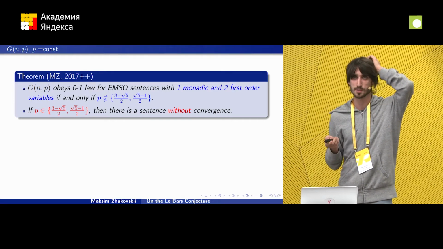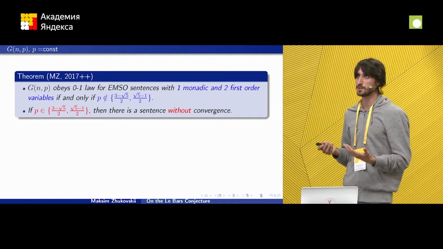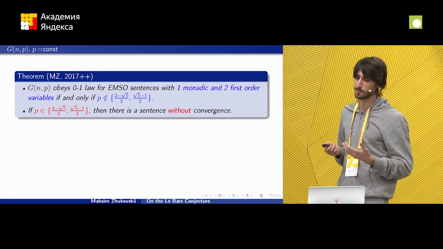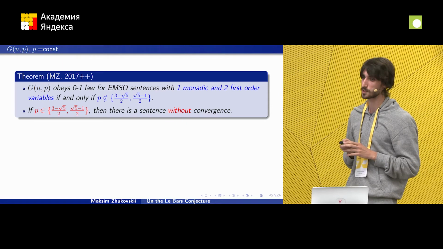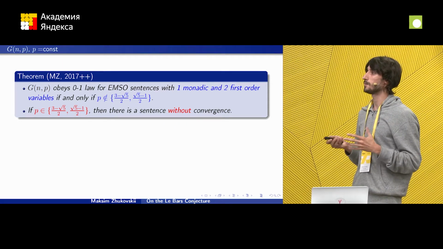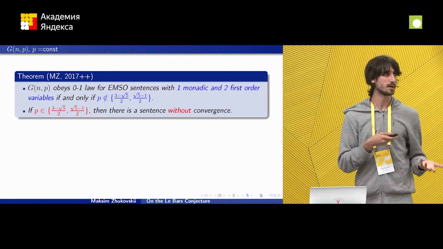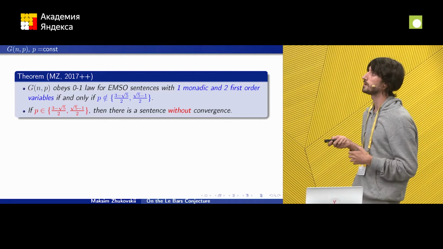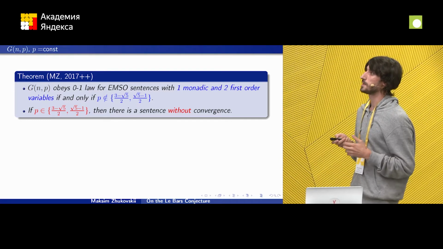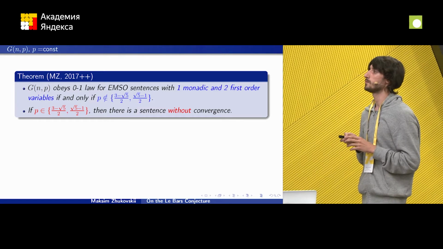So it looks strange, because all natural sentences which are so simple and that can be expressed in monadic second order language behave the same for P equals 1/2 and for other constants P. Okay, on the next slide I will give an explanation why it is so.